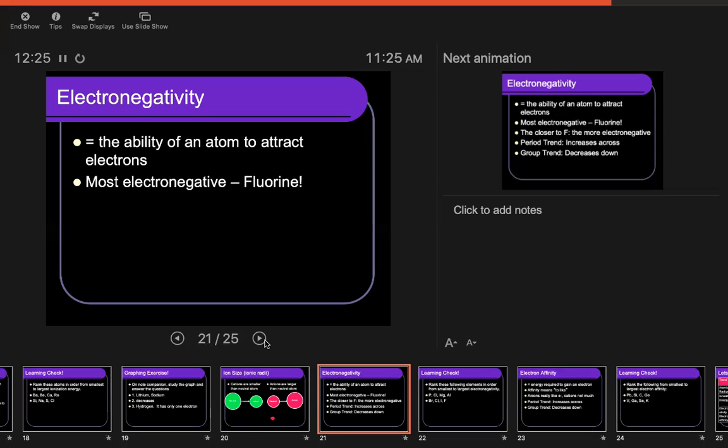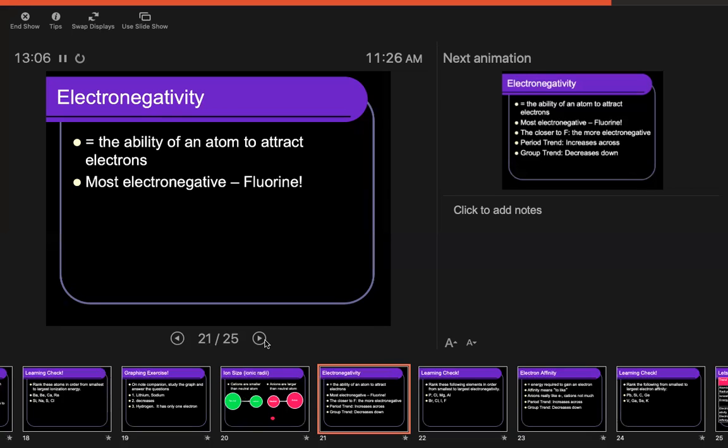So if we think about where fluorine is located, if fluorine is the most electronegative element, it is found right here in the upper right-hand corner of the periodic table. The closer you get to fluorine, the more attractive the elements. The farther you get from fluorine, the less attractive. So if we start over here at fluorine and get as far away as we possibly can, who's the most unattractive element? Who's the farthest one from fluorine?